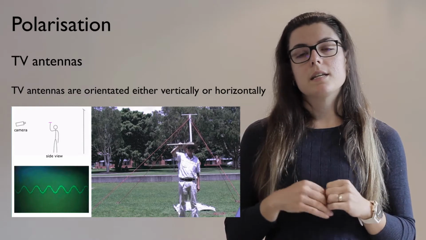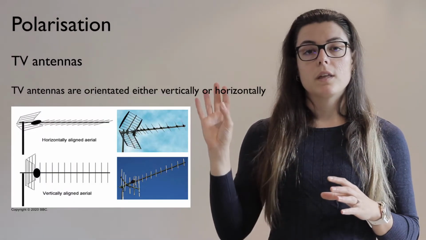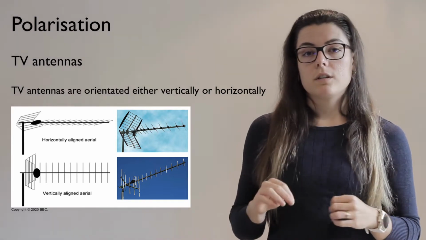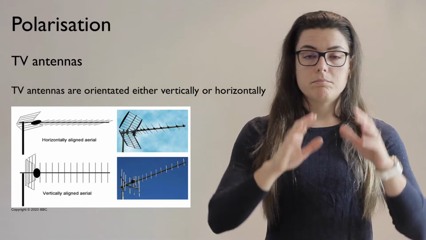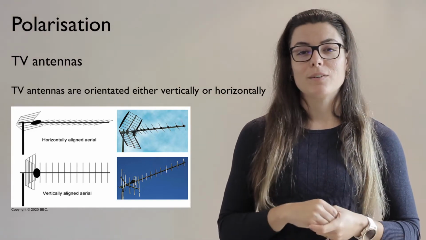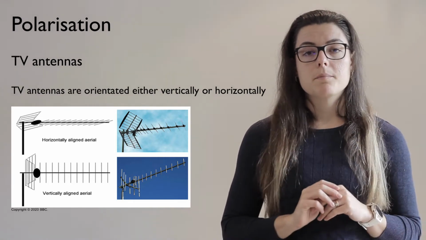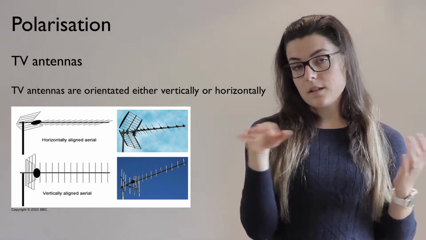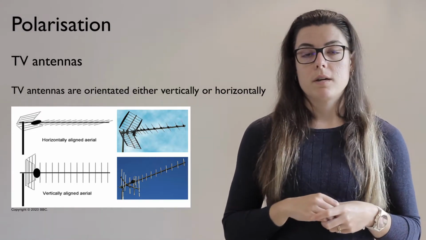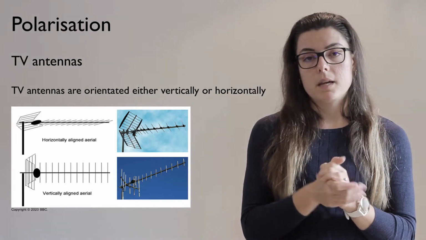Whether your antenna needs to be orientated vertically or horizontally depends upon the orientation of the transmitting equipment, that is, how the transmitters are transmitting the signal. So if your antenna needs to be horizontal to pick up the signal, that means that the oscillations of the waves that it's trying to pick up also have to be horizontal, whereas if it's vertical, that means the oscillation of the waves have to be vertical.